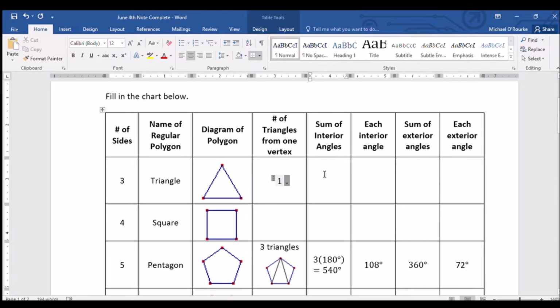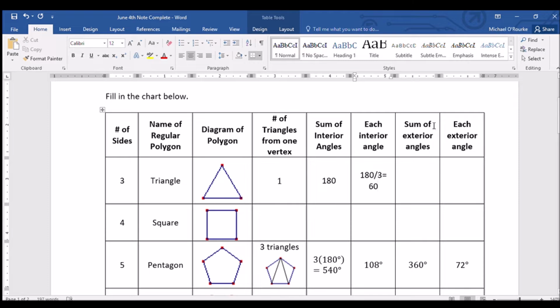So what's the sum of the interior angles? Well, we know the interior angles of a triangle add to 180. So that's the answer there. Each interior angle. So what's one interior angle? Well, we know if it's a regular polygon, they're going to be equal. We have 3 vertices, like we have 3 points around the outside of my shape. So that is going to equal 60 degrees.